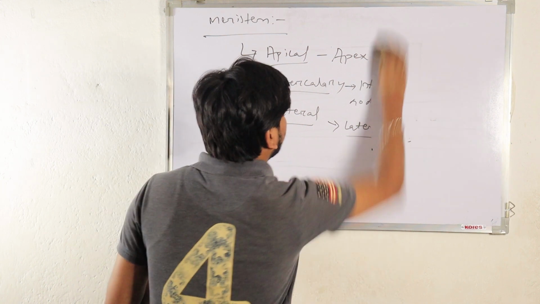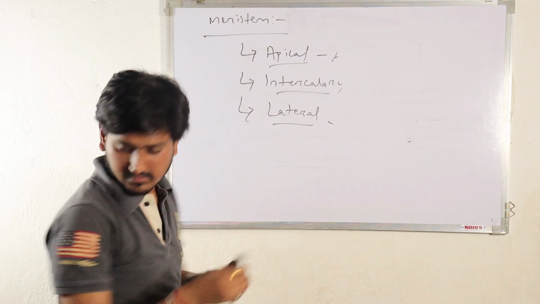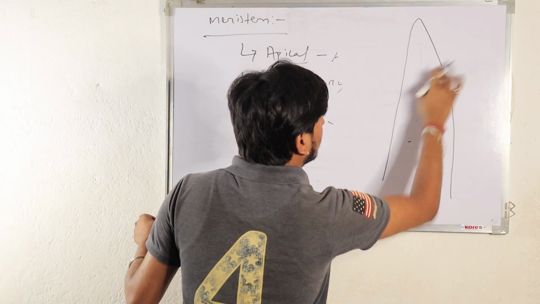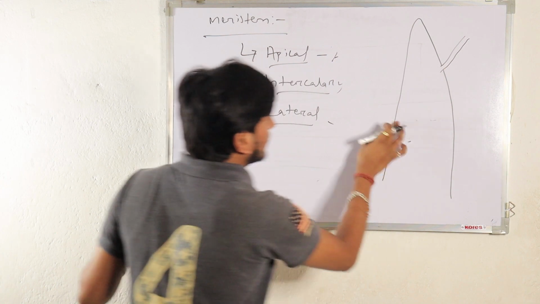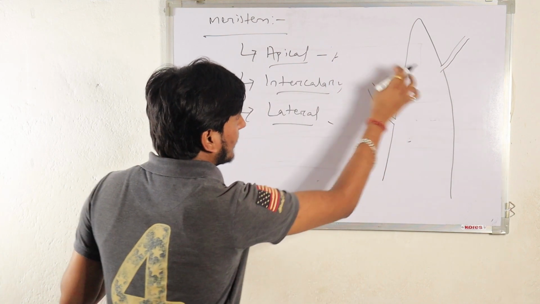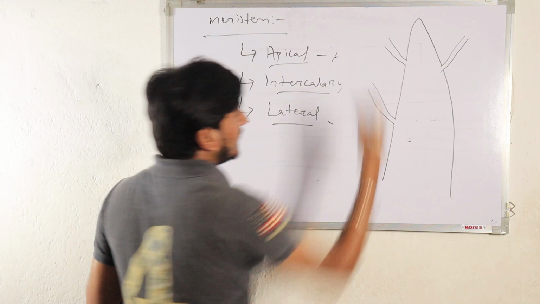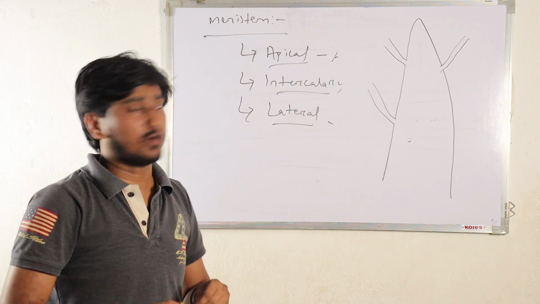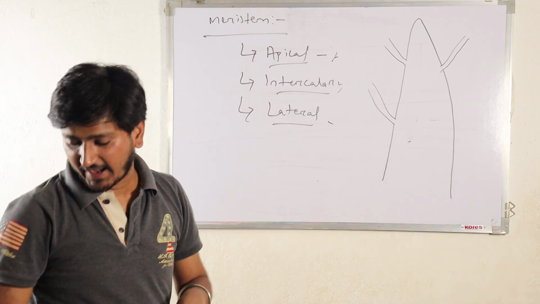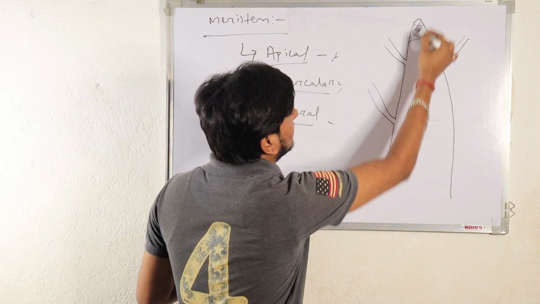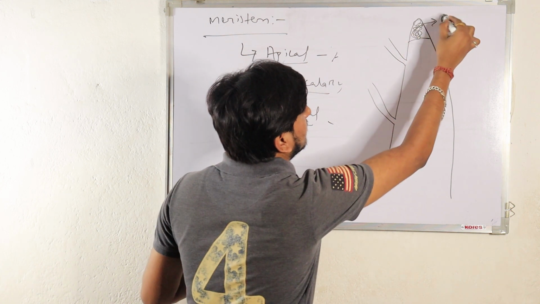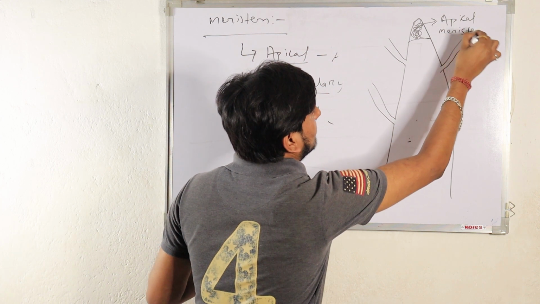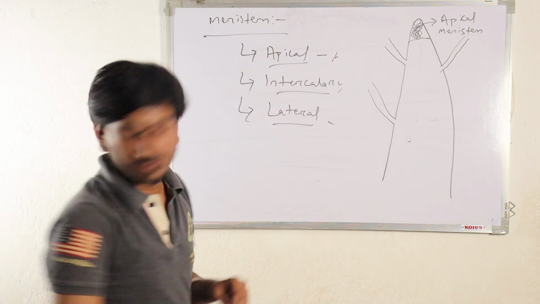Okay, a very simple and basic diagram is there. Okay, this is a growing root tip, or say shoot tip, any kind of tip. Okay, this is the growing root tip or shoot tip of a plant, and at the apex region, at this very region, this particular region, there will be the apical type of meristem. Okay, apical type of meristem will be there.